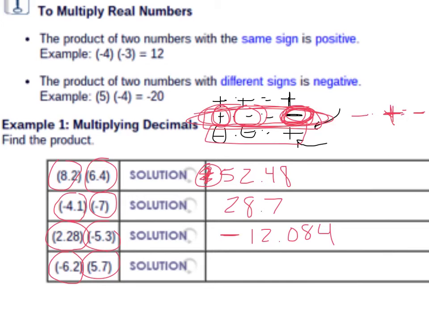We're talking about math. So we would just do this. You know it's going to be a negative because that negative's going to override that. So it's a negative 35.34. And you're done. Bye-bye.